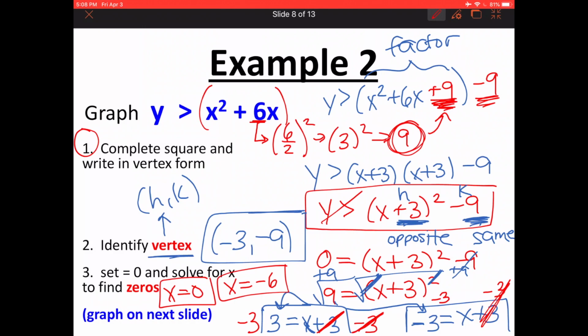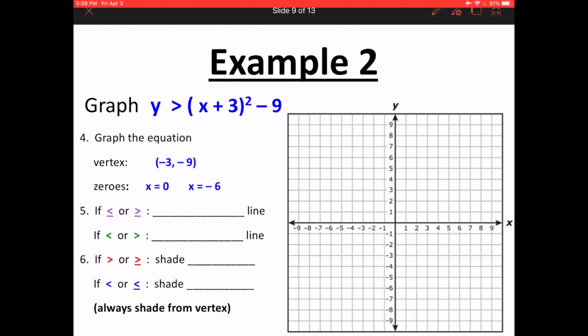Okay, so now I have my vertex at negative 3, negative 9, and I have my two zeros at x equals 0, x equals negative 6. Now let's go to the next slide where we're going to graph this.